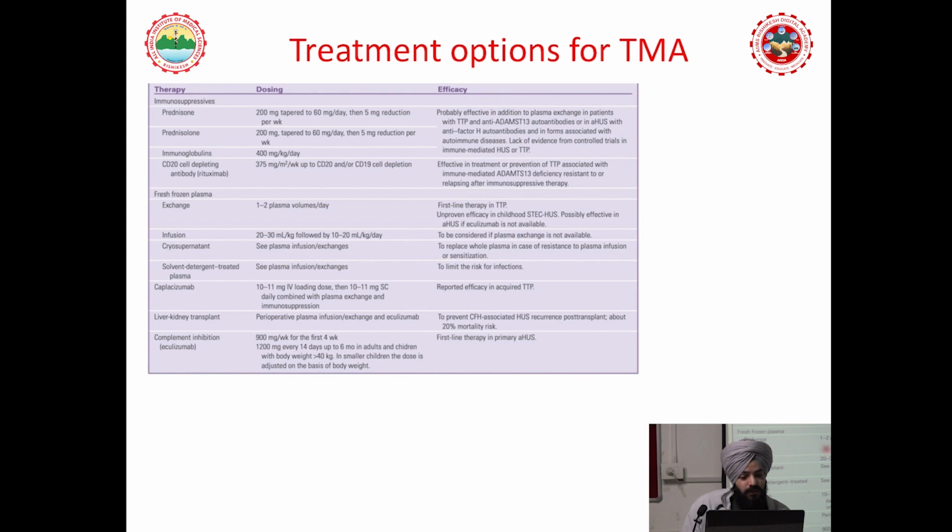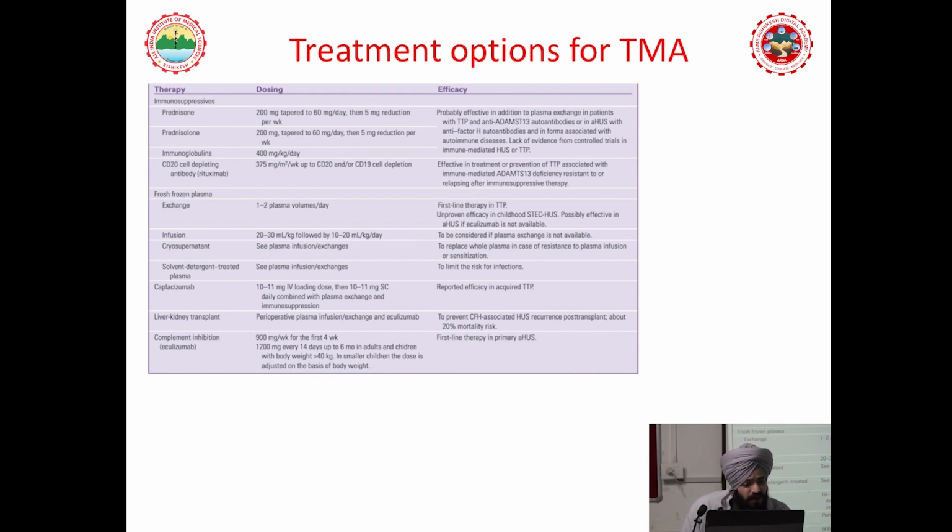FFP in usual exchange, one to two plasma volumes per day is exchanged, which is first-line therapy for TTP, although efficacy is unproven in childhood-onset typical HUS. The usual infusion of FFP is at a dose of 20 to 30 ml per kg, followed by 10 to 20 ml per kg per day. The next available agent is caplacizumab, which is usually given as a 10 to 11 milligram IV loading dose, followed by the same dose subcutaneously daily, combined with plasma exchange and immunosuppression. But in all of the treatments, plasma exchange remains the first-line modality.